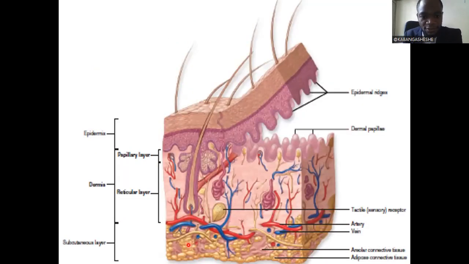So this is white fat, which all of us have under the skin, more in females. Males have less subcutaneous layer than females.